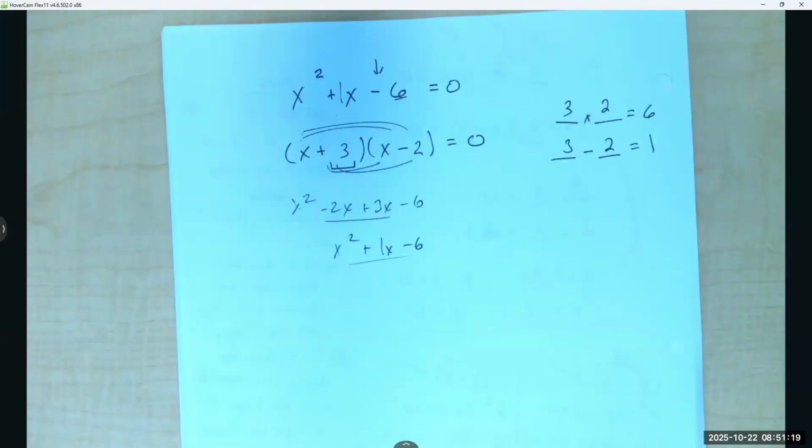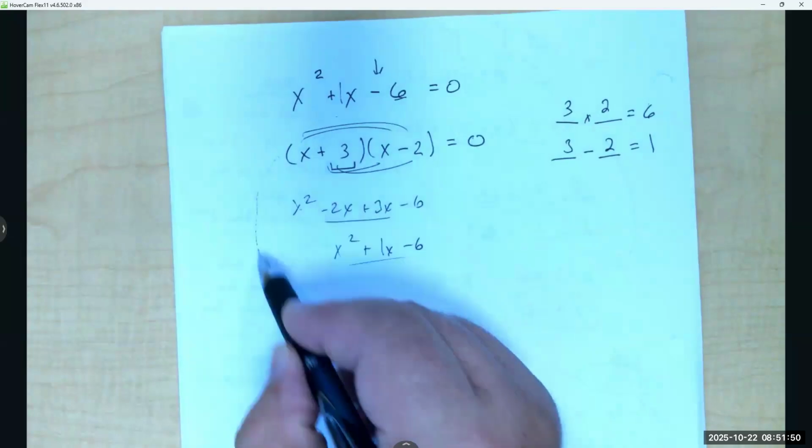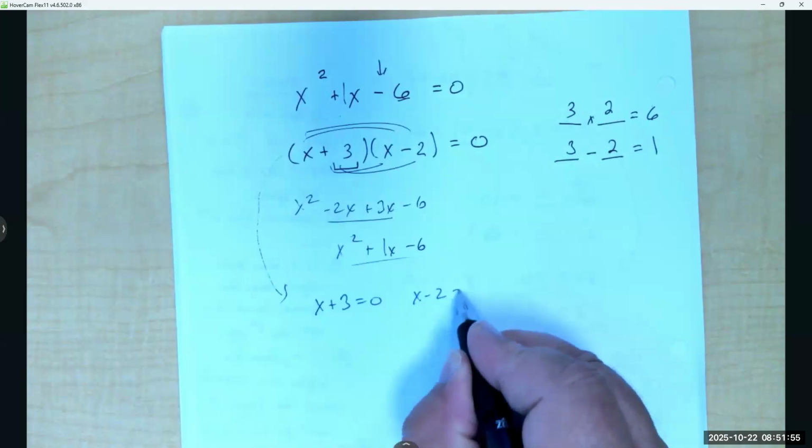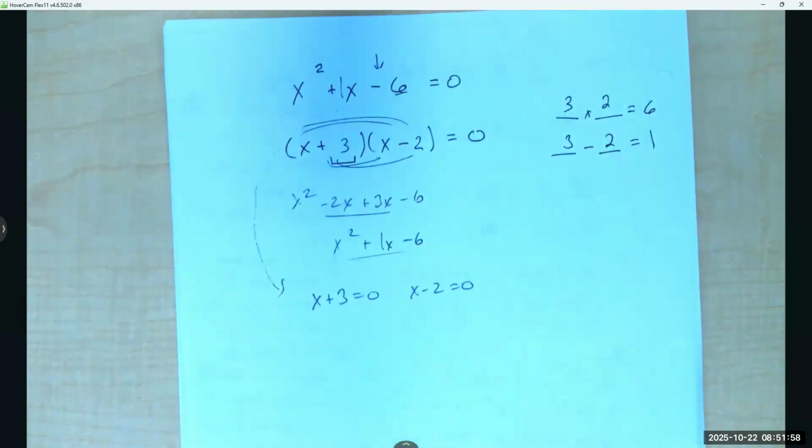Now what do we do to find our solutions? Because we're not done until we solve it. Solving means we have to solve for X. So how do we solve for X? What do we do to solve for X? Right. You take these, the factored forms, set them both equal to 0. Very good. And then you solve for them. What do you get?